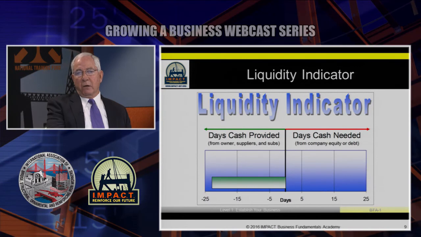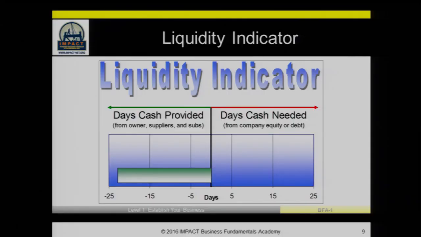So the liquidity indicator looks like this. It's a summary. We're going to go to the details of this in just a minute, but in a quick snapshot, you can see that in this particular case, the days cash provided is somewhere between 15 and 25 days. On the left side, those are positive indicators, and on the right side, those are negative indicators. We want cash being provided from operations and not used in operations. On the right side, where you have positive numbers, those are really negative. And so that's the amount of cash that's needed for operation.